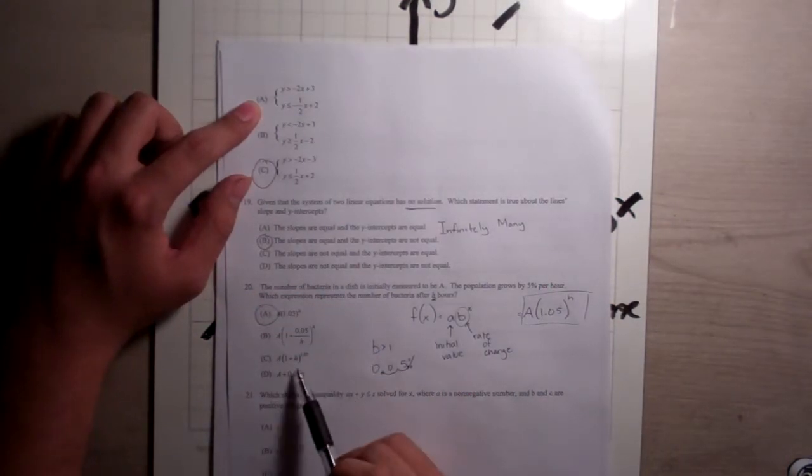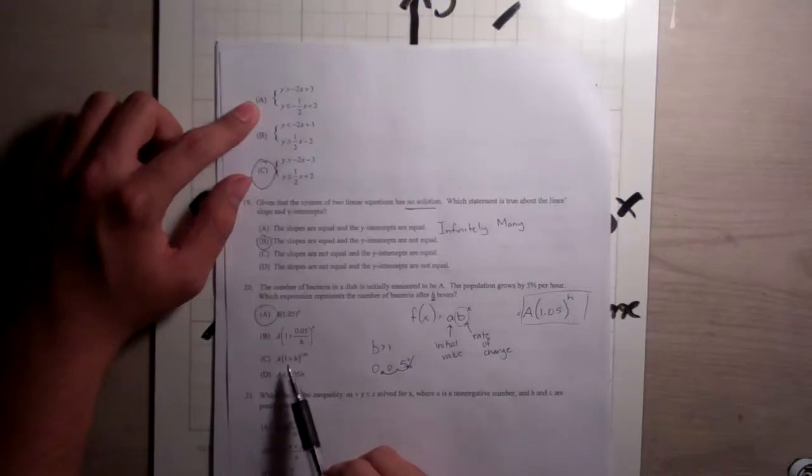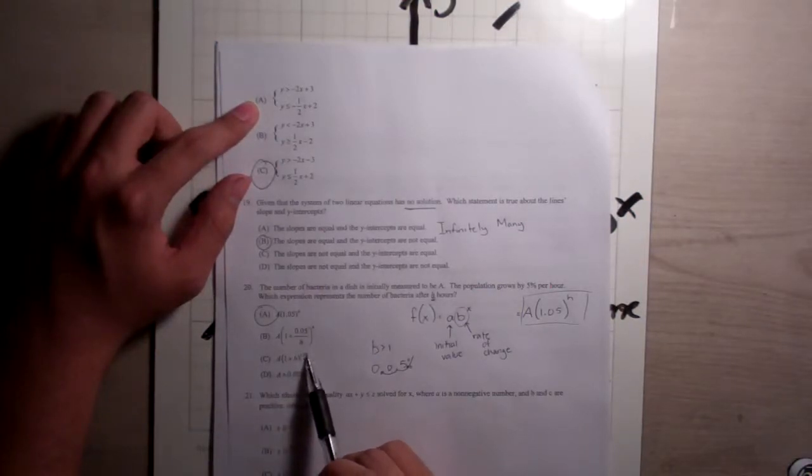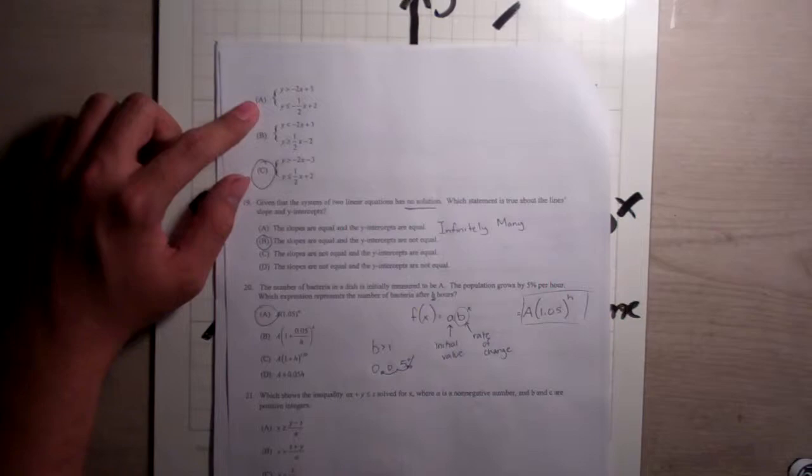Okay, I kind of anticipated a lot of students might put C. Not quite, because you need the variable as the exponent. In this case, it puts the variable with this one over here inside the parentheses. So you don't want that.